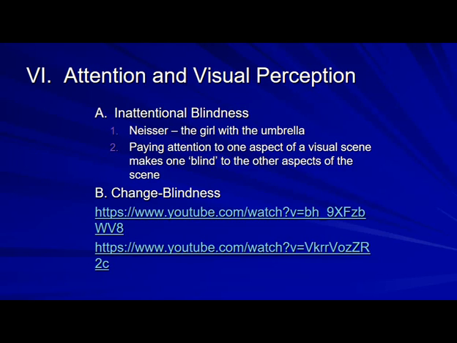Change blindness is a very similar phenomenon where you just don't notice that a scene has changed. And that's, in fact, what that card trick is. The reason why it often works is people don't notice that you've simply changed all of the cards relative to the ones that were there previously, and you've just deleted one card. So I want to show you a couple other examples of change blindness.